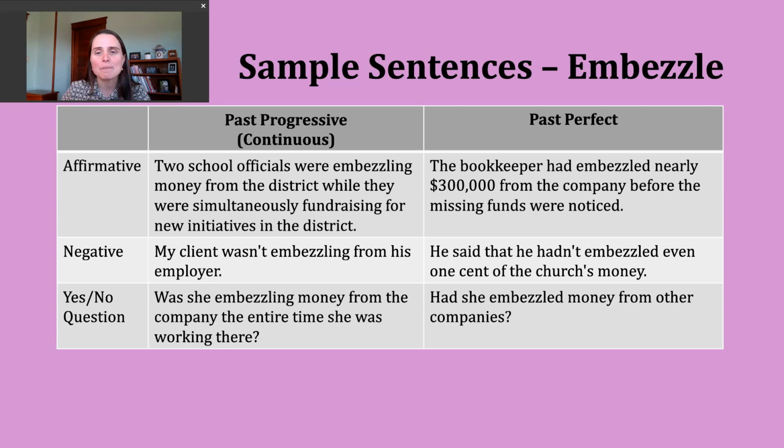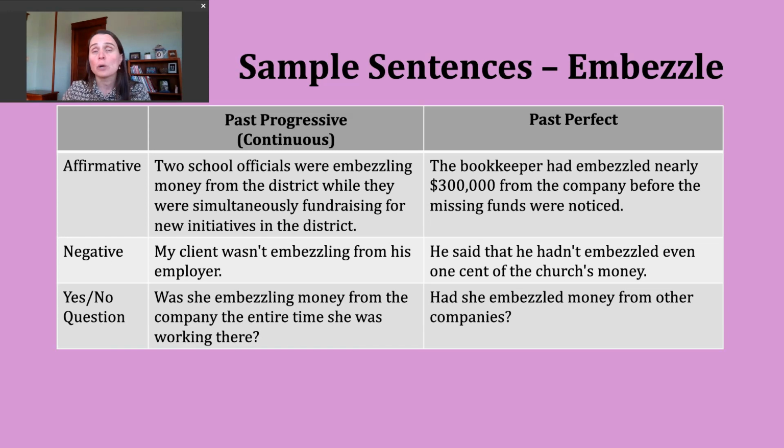Let's take a look at an example sentence. The bookkeeper had embezzled nearly $300,000 from the company before the missing funds were noticed. So this verb tense here is really trying to get our attention about how much had been stolen before the other past action, the idea of noticing, like, hey, we're missing money, something's gone. Okay?